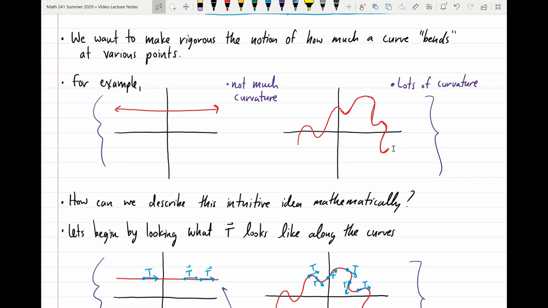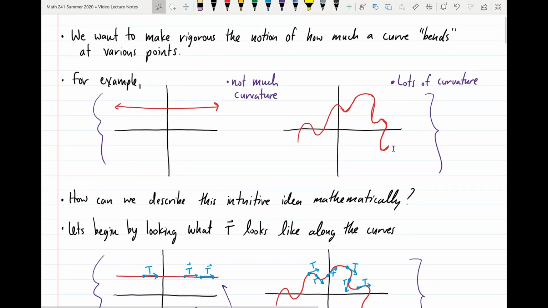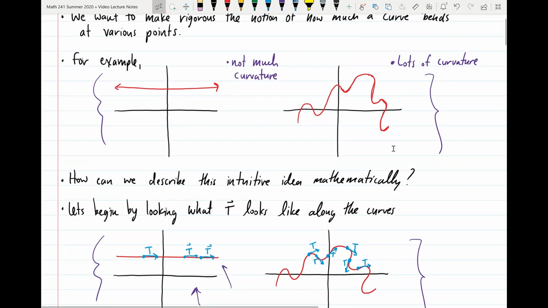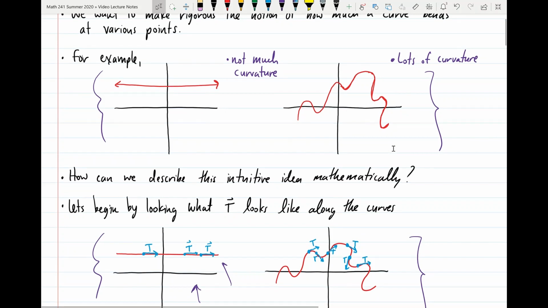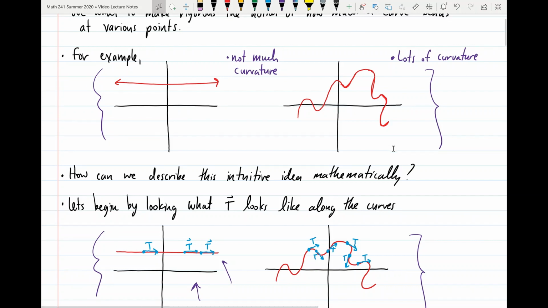But how can we describe this idea more rigorously? If I gave you two curves and asked you to tell me which one had more curvature or which one seemed to curve more dramatically at different points, it would probably be pretty easy for you to figure out which one it was. But can we make this rigorous? Can we make it explicit?